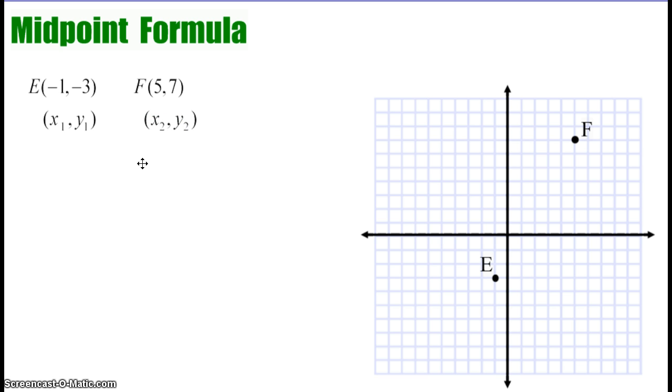Each ordered pair is x comma y, so you have to be careful if you're labeling these pairs. Make sure you're putting x and y in the same pair, not x1, x2. Make sure you're doing x1, y1. And this ordered pair could be x2, y2. It would not matter if I reverse them or not.